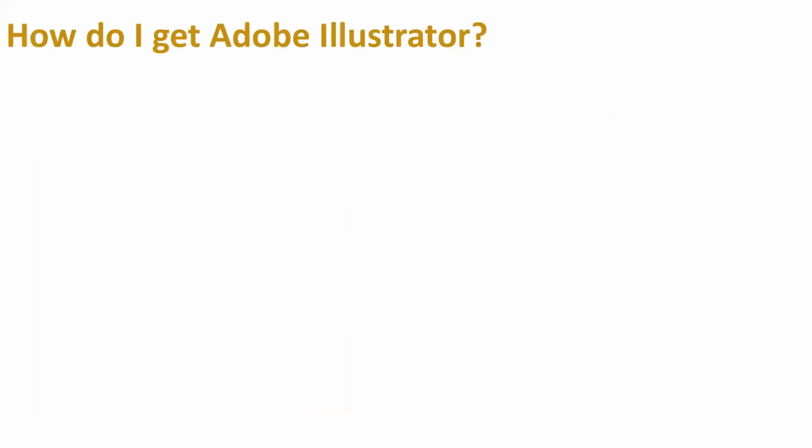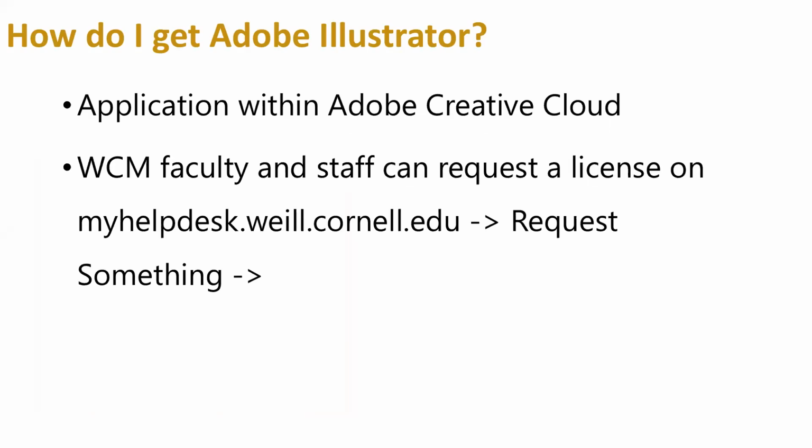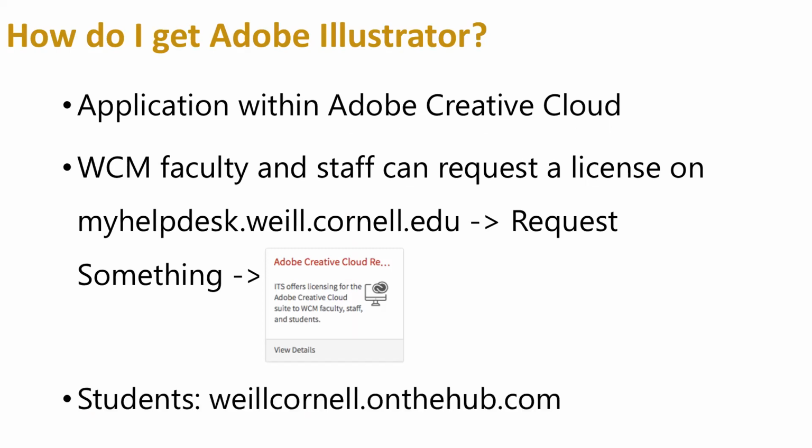Okay, so let's first start with how do I get Adobe Illustrator if you don't already have it on your computer? So Illustrator is an application within Adobe Creative Cloud. Creative Cloud is available to Weill Cornell Medicine faculty and staff at no additional cost. You can request a license by going to my helpdesk.weill.cornell.edu, clicking request something, and then filling out this little request form here, the Adobe Creative Cloud request form, where you just input your information and then also make sure you detail a reason for why you need Creative Cloud, which can be something as simple as I draw scientific figures, I make flyers, anything like that.